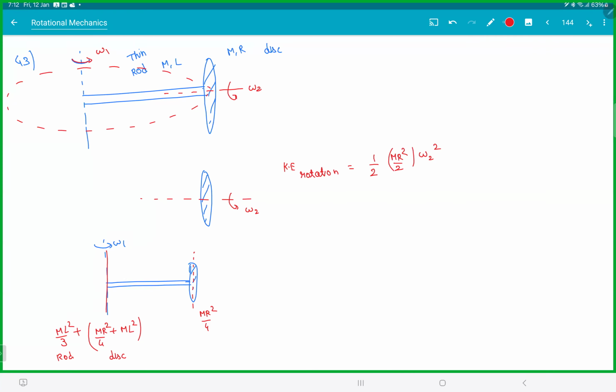So you have to find the moment of inertia about the axis. So this is the kinetic energy of revolution. Which is half. The moment of inertia of the system is ml square by 3 for the rod, plus mr square by 4 plus ml square, times omega 1 square. Check. Add them and that is your answer. The kinetic energy of the system is K1 plus K2.